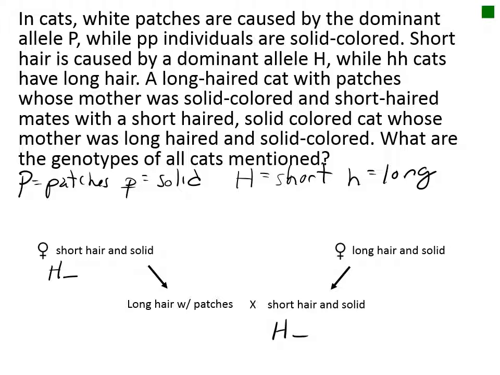This will also be the case for the dominant patches trait. Each cat with patches must have a dominant P, but we are unsure of the second allele because they may be heterozygous or homozygous. For the recessive traits, the cats must be homozygous recessive, or else we would not see the trait in the phenotype. So all long-haired cats must be little h, and all solid cats must be little p.